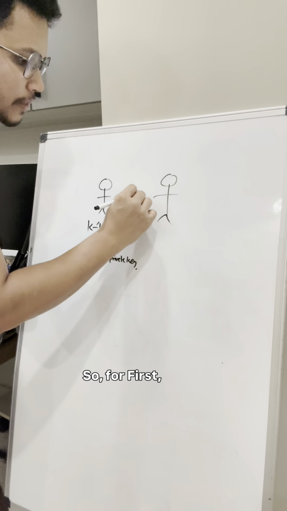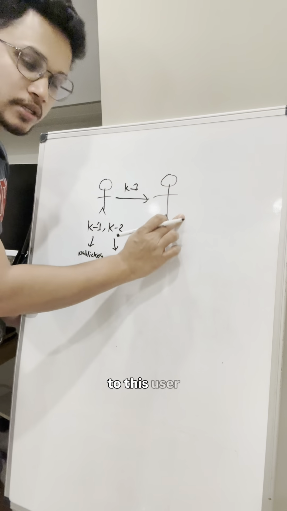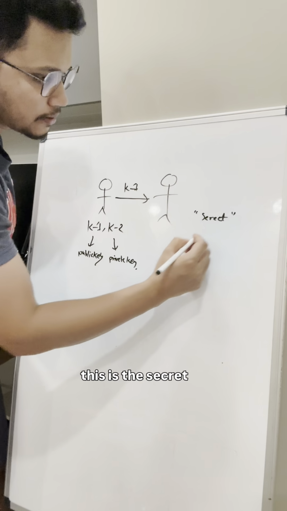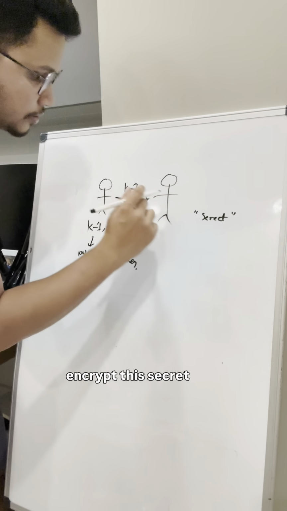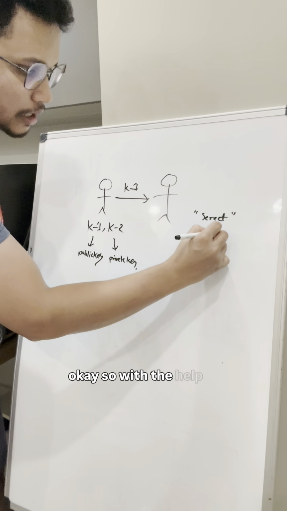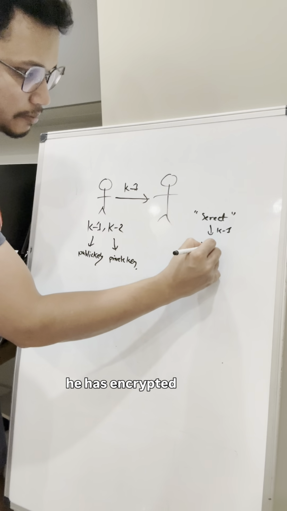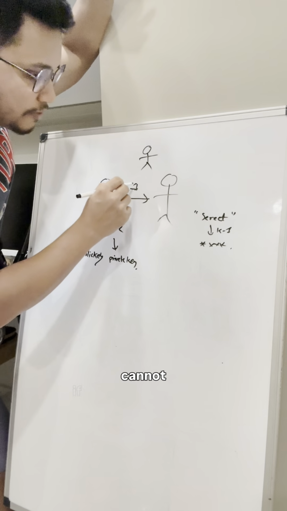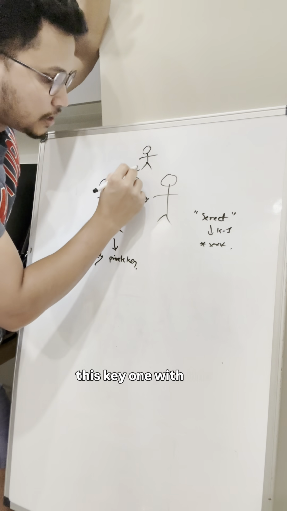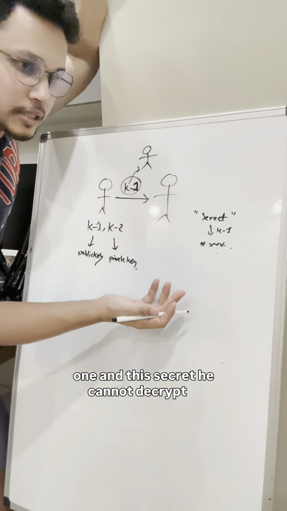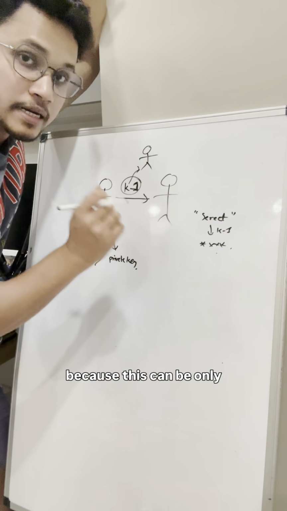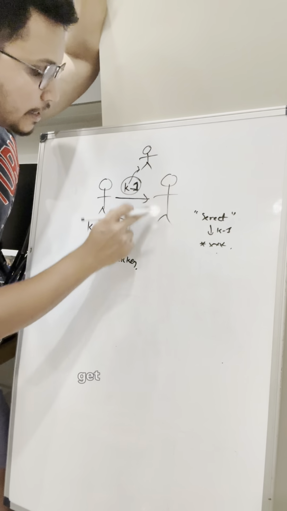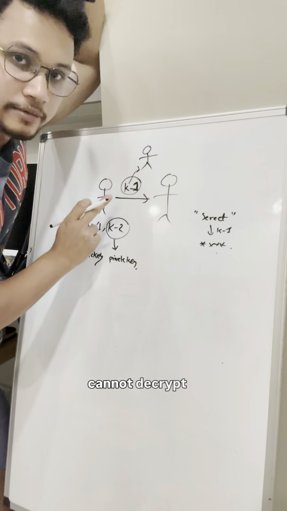So first he will send key 1 to the other user, and user 2 will come up with a secret. He will encrypt this secret with key 1. Perfect. Now, if we have a man in the middle who knows about key 1, with this key 1 and the encrypted secret he cannot decrypt it, because it can only be decrypted by key 2. So if this bad guy gets hold of key 1, he still cannot decrypt it.